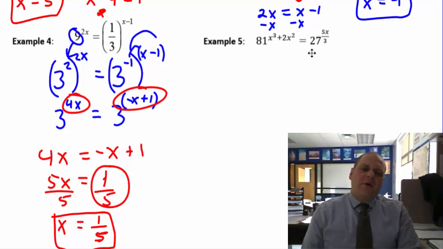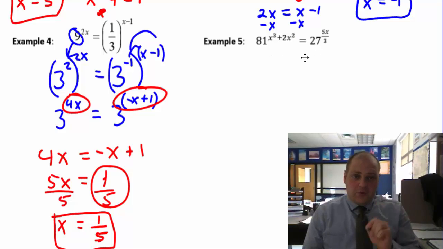Last one here. This one looks ugly, but it's not that bad. It's going to end up being a quadratic when we're done. 81 and 27 are both powers of 3. They can both go down to 3. 81 is 3 to the 4th. Okay?